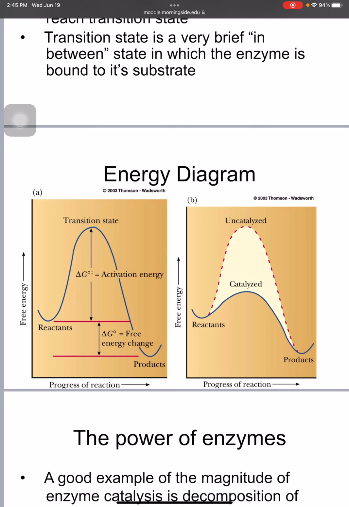And how does it do so? Well, basically what it does is the addition of the catalyst makes it easier for the reactants to form the transition state they need to go through in order to get to the products.